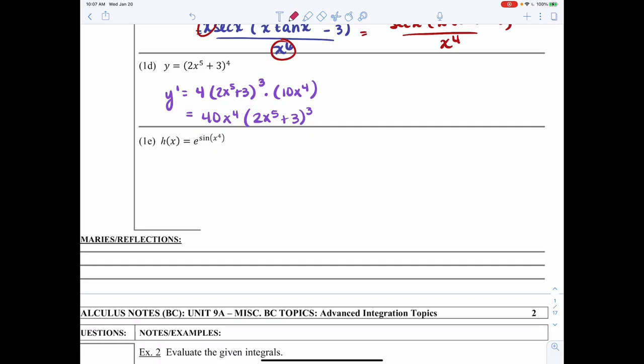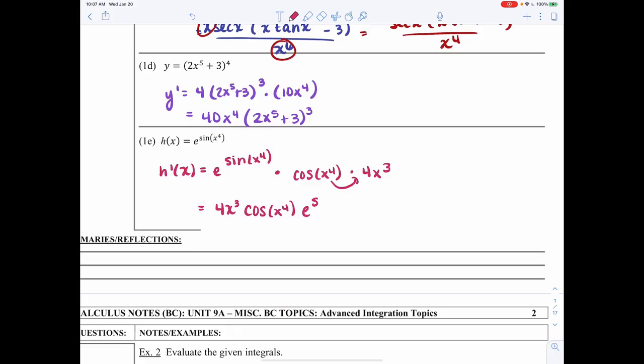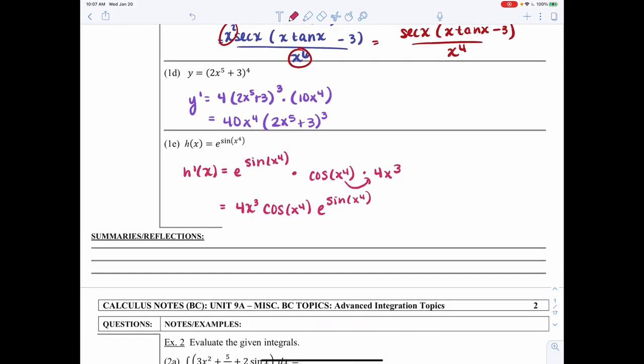So I've got e to a power. Press pause and take the derivative of h of x. Remember that the derivative of e to the stuff is e to the stuff, but now we're going to multiply by the derivative of stuff. So the derivative of sine will be cosine of x to the fourth, and then one more layer times 4x cubed. The pretty way of writing this answer would be to put your 4x cubed in the front, put that cosine x to the fourth in the front, and then your e to the power of sine of x to the fourth in the back. So that is our crash course review of differentiation.